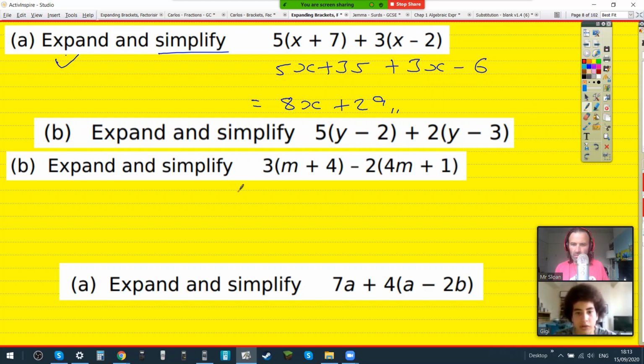3m plus 12 minus 6. No, 8m minus 2. Well done. So it will be minus 5m plus 10. That's it. And I think you're good. That's great.